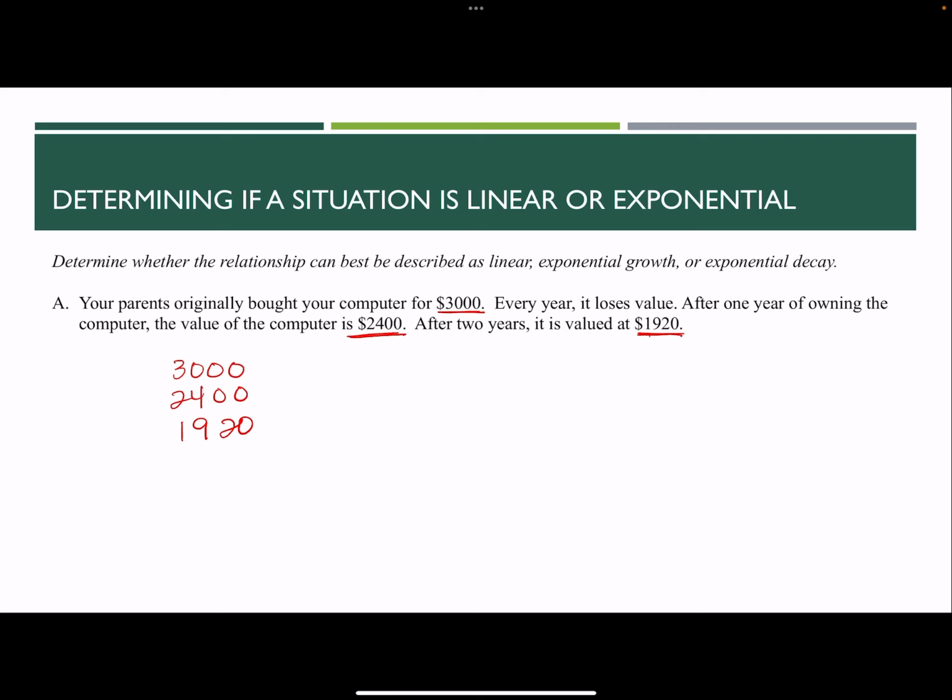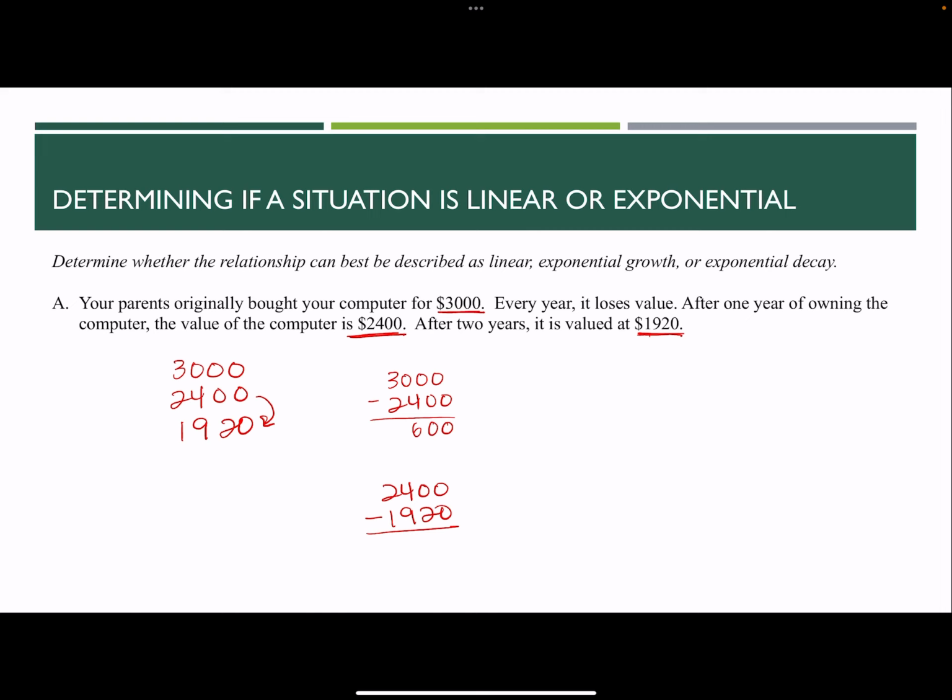So I'm going to tell you that you should always start with adding or subtracting. And check that. So if I go from 3,000 to 2,400, it's decreasing. So I'd be subtracting. So let's check. What is 3,000 minus 2,400? You can use your calculator, but you're going to get 600. So if this relationship is linear, I should be able to take 2,400 and subtract 1,920 and also get 600.